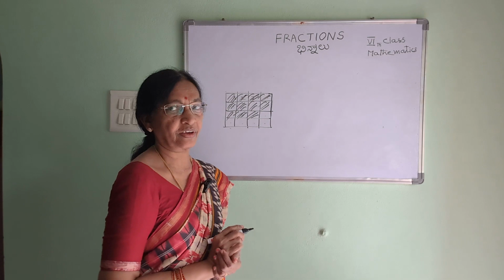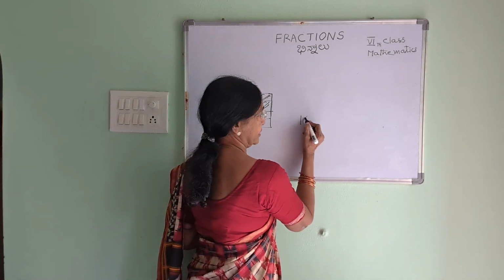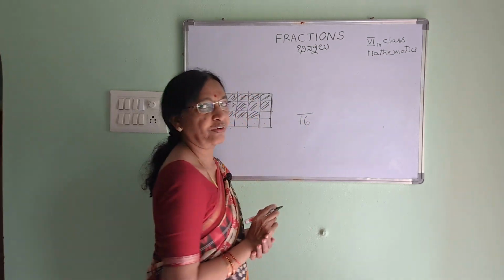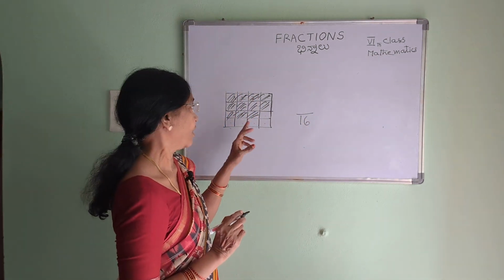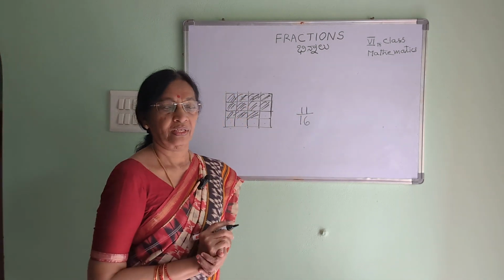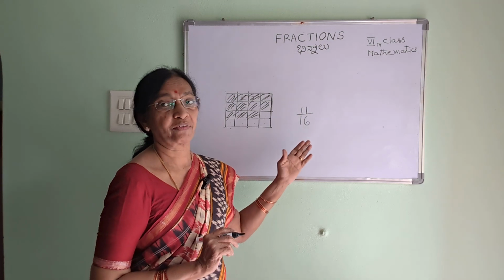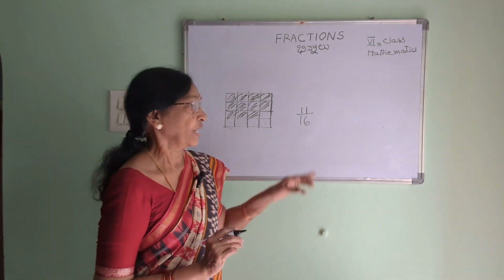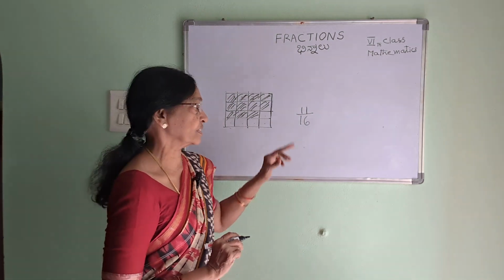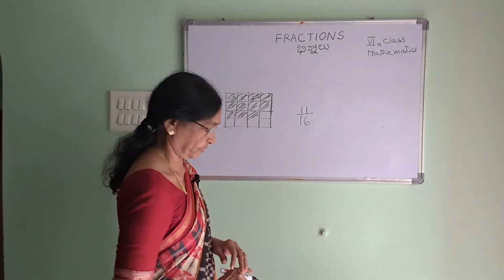Then what is the fraction of this shaded portion? Total number of equal parts 16. Number of equal parts shaded are 11. Therefore, the fraction representing the shaded portion is 11 by 16. This is 11 sixteenths, or generally 11 by 16.